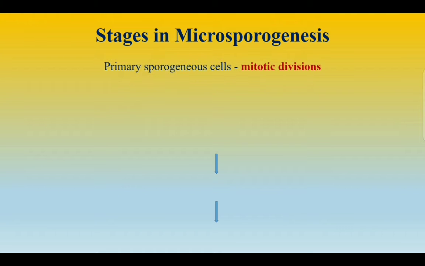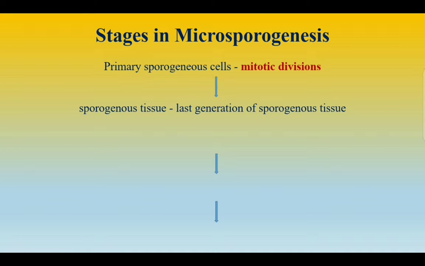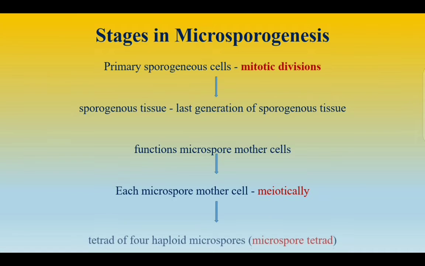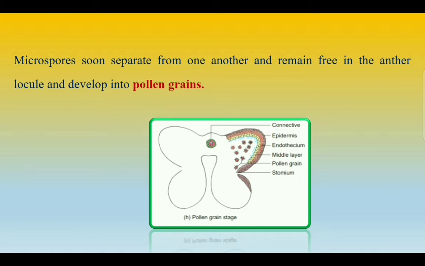What are the stages in microsporogenesis? First, the primary sporogenous cells undergo mitotic division and form the sporogenous tissue, which is the last generation of the sporogenous tissue. It functions as microspore mother cells. Each microspore mother cell will undergo meiotic division and form four haploid microspores, called the microspore tetrad. You can see this in the pollen tetrad stage. These microspores are haploid. They soon separate from each other, and now we call them pollen grains.